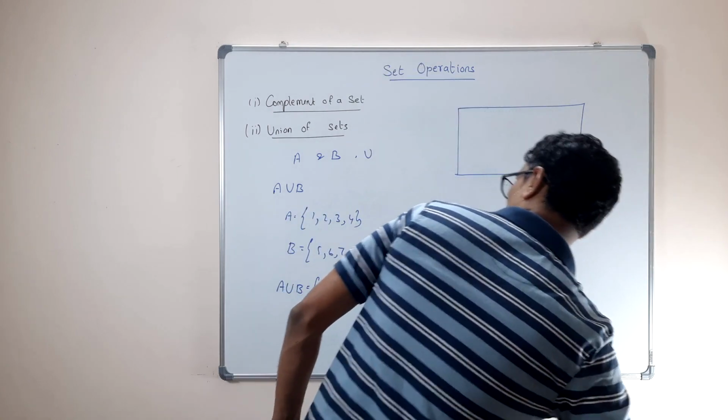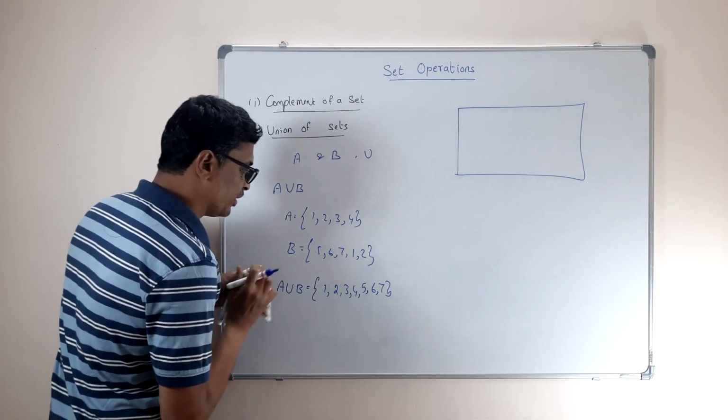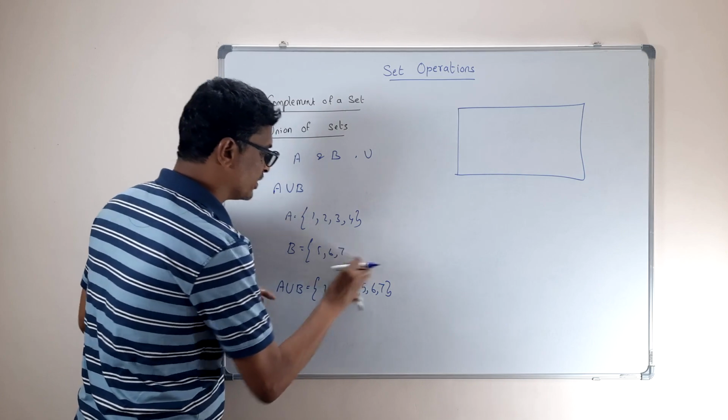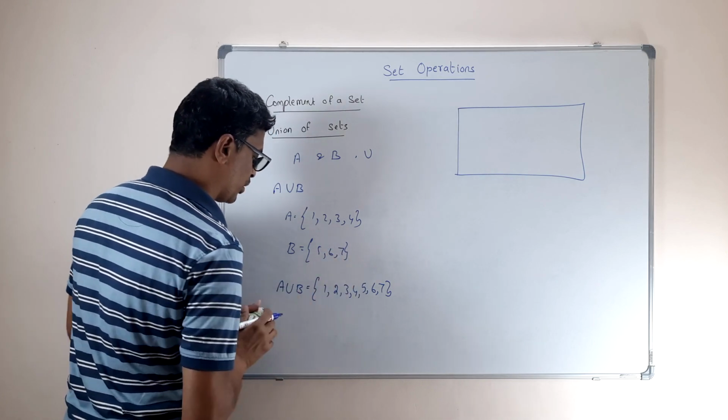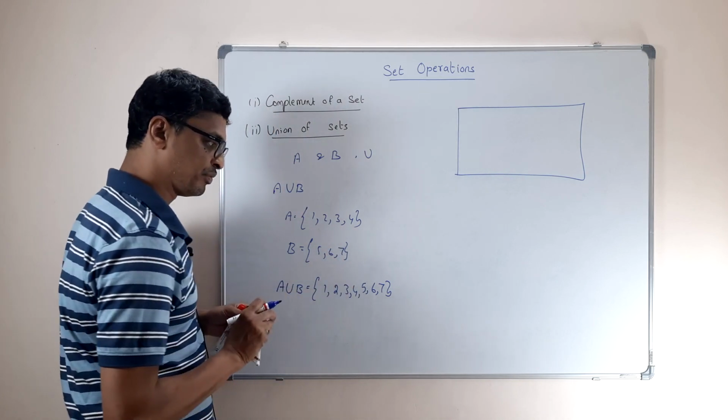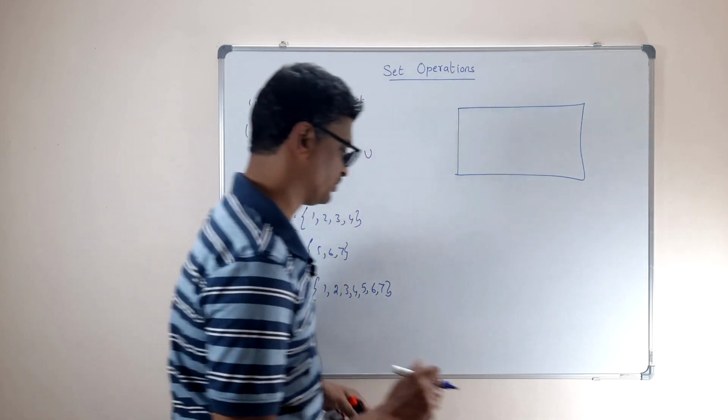Okay, I want to ask you. Suppose I write B as this one. What is A union B? It will be the same. Correct?